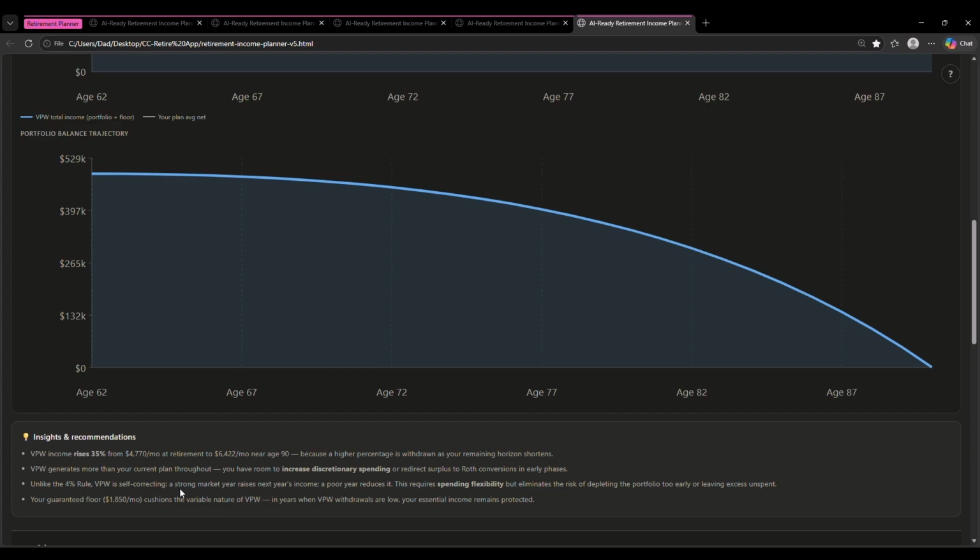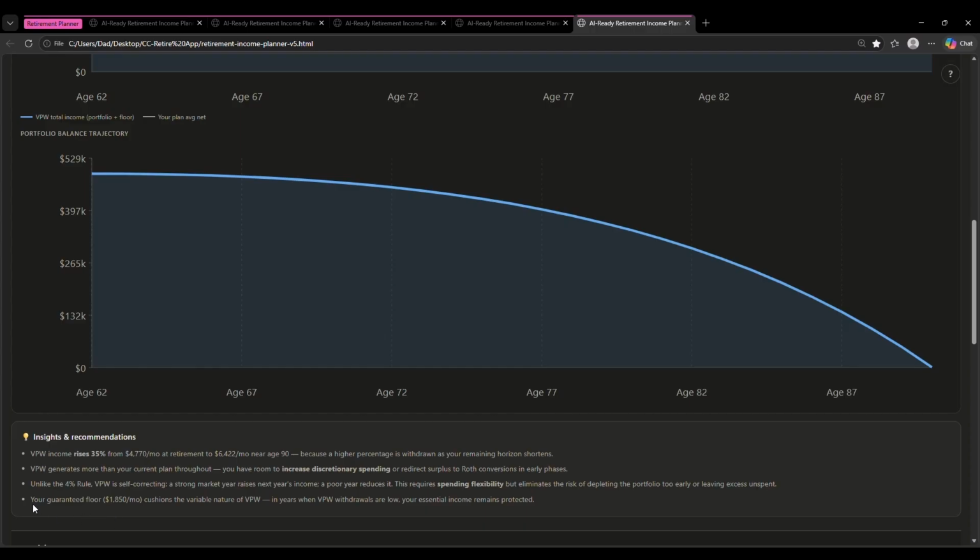A strong market year raises the next year's income. A poor year reduces it. This requires spending flexibility, but eliminates the risk of depleting the portfolio too early or leaving excess unspent.